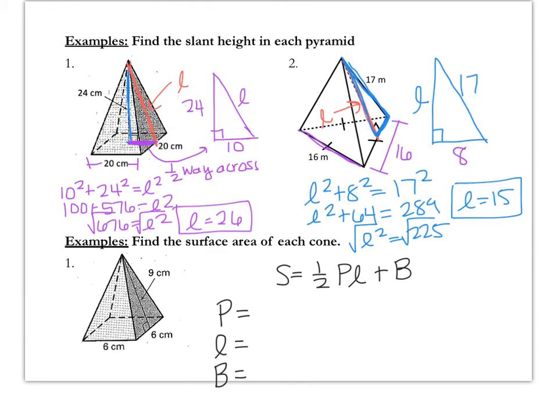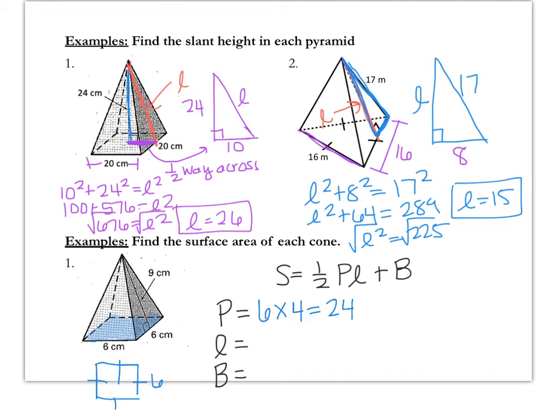So the base right now is this bottom shape, which has 6 on both sides, which means this is actually going to be a square. So we have this bottom square with a side of 6. So to find the perimeter, I'm going to do 6 times 4, because all 4 sides are 6, or you can do 6 plus 6 plus 6 plus 6. Either way, you're going to get 24.